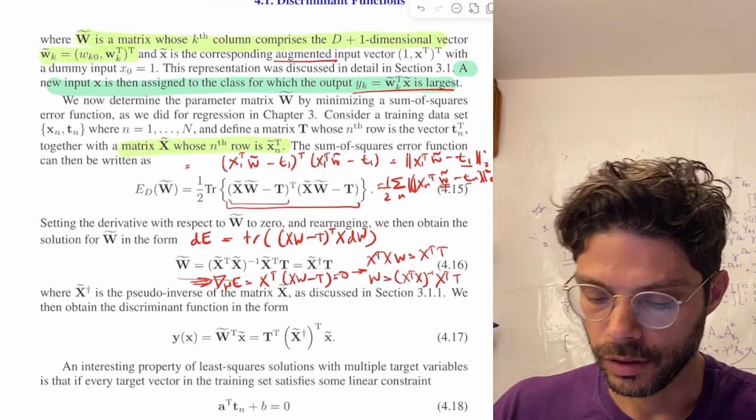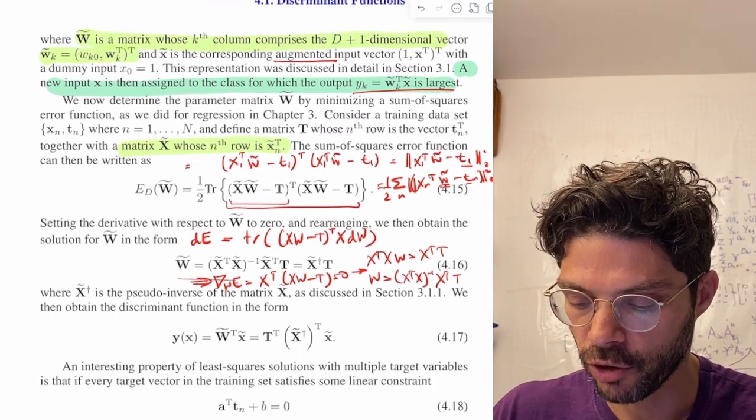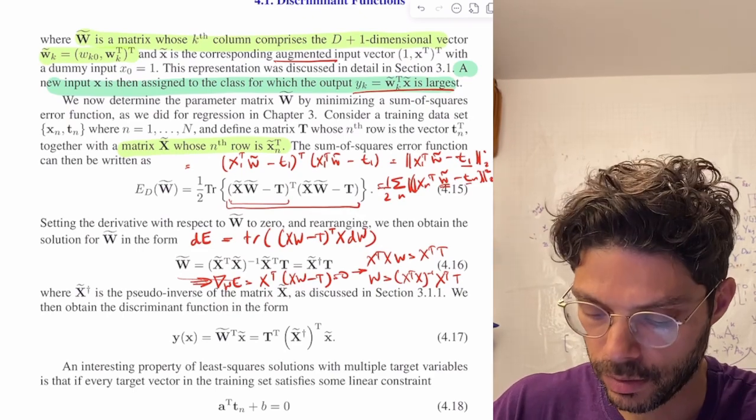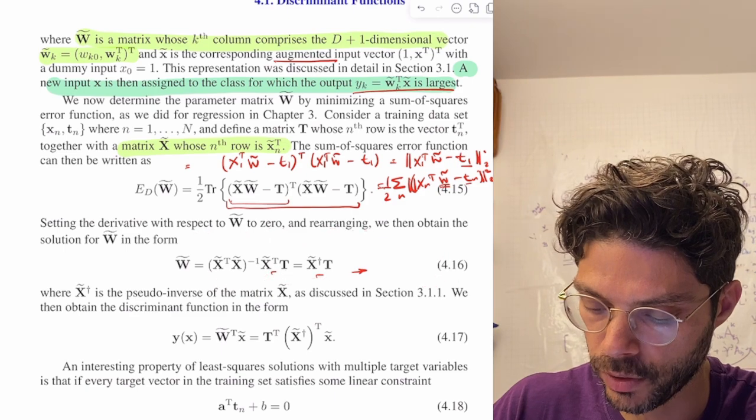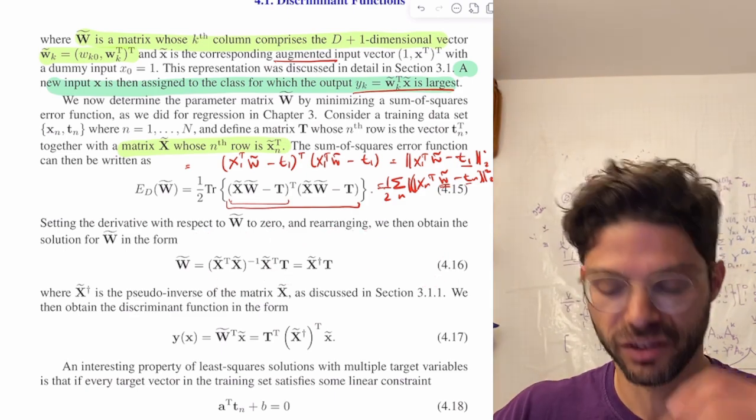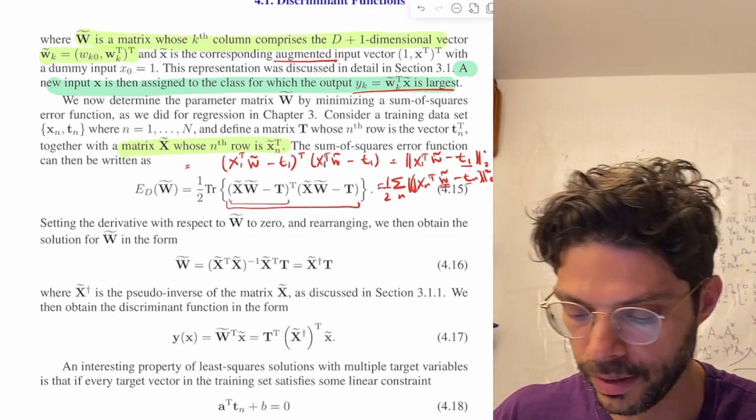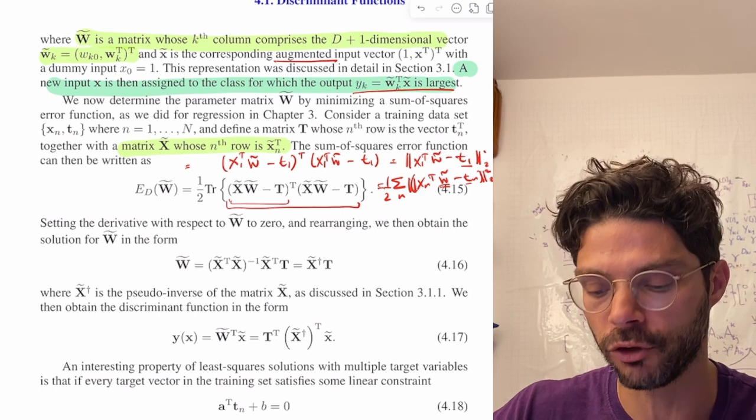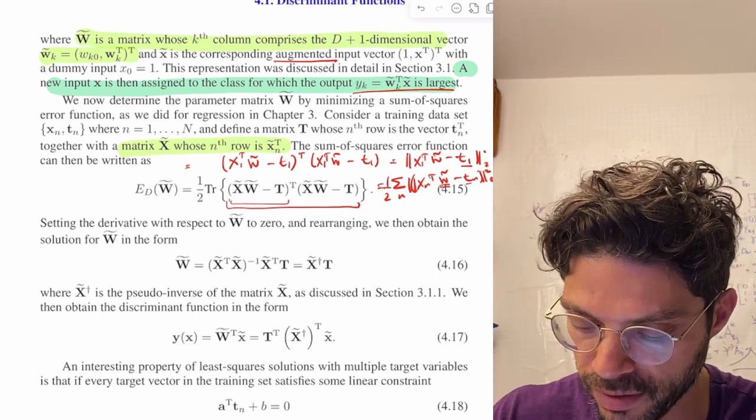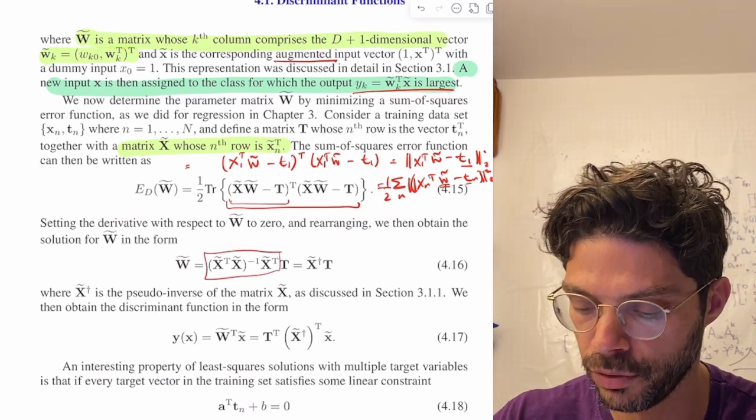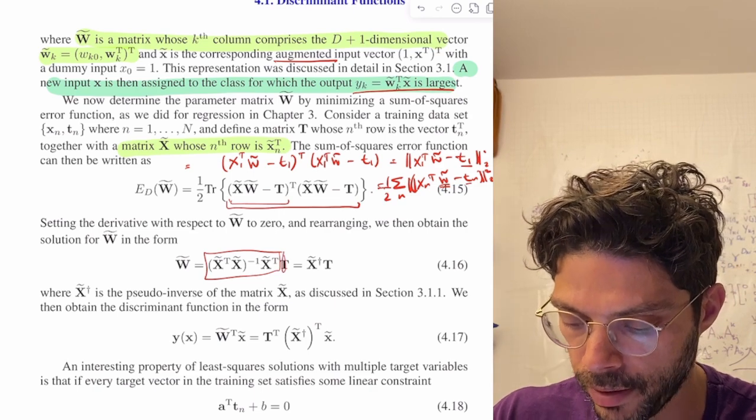Okay, and let's try to understand what this is doing. So we got the answer. Does it make sense? The way to look at it is that we're going to treat each of the columns one at a time, right? Notice that the same kind of pseudo inverse is being applied independently to each column.